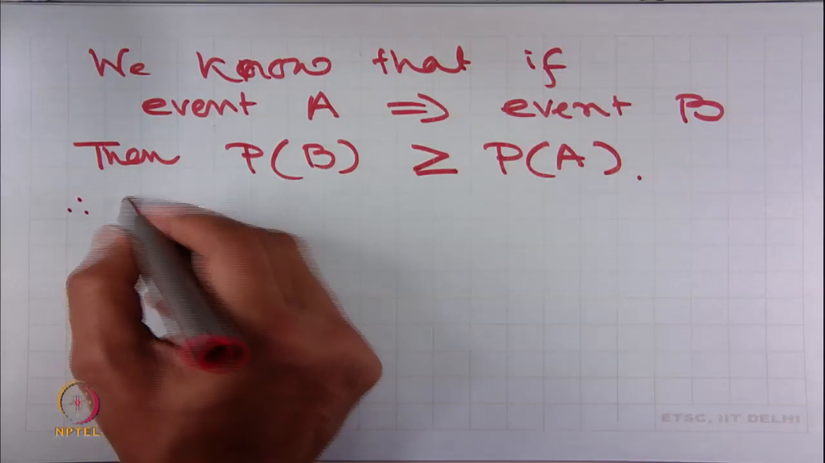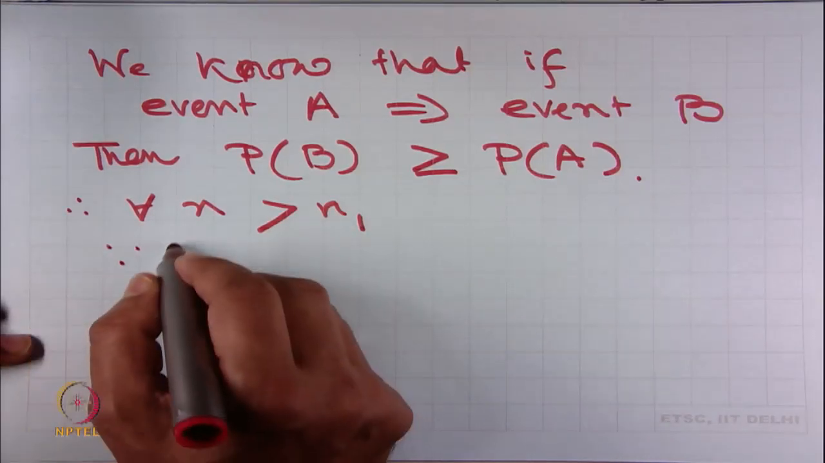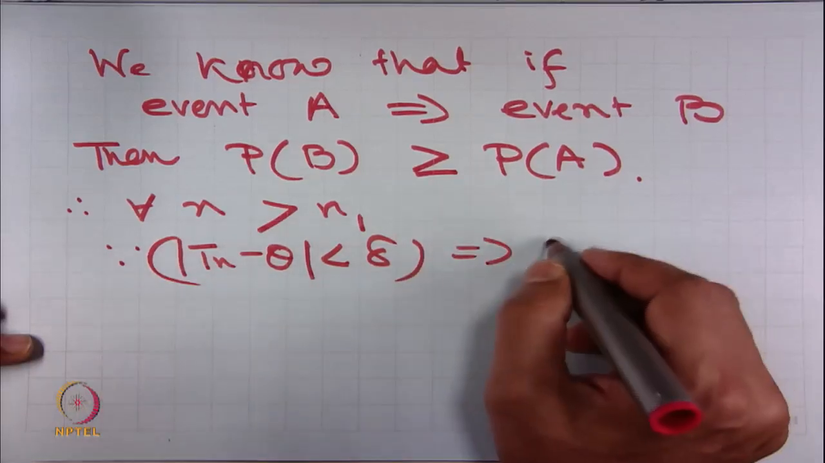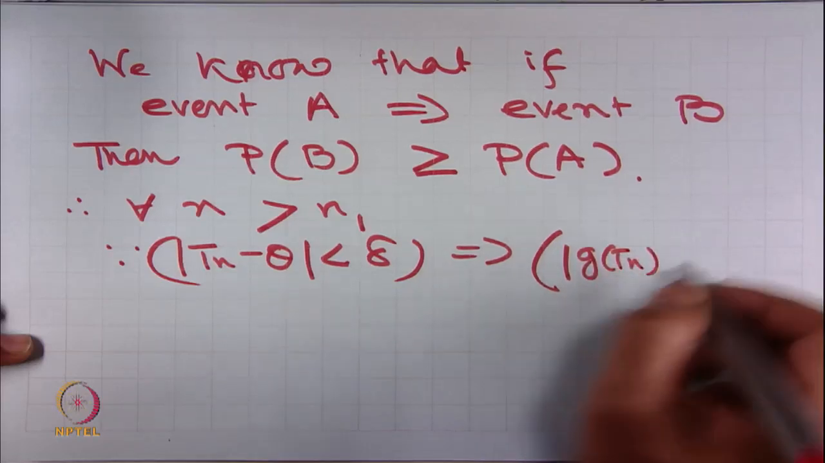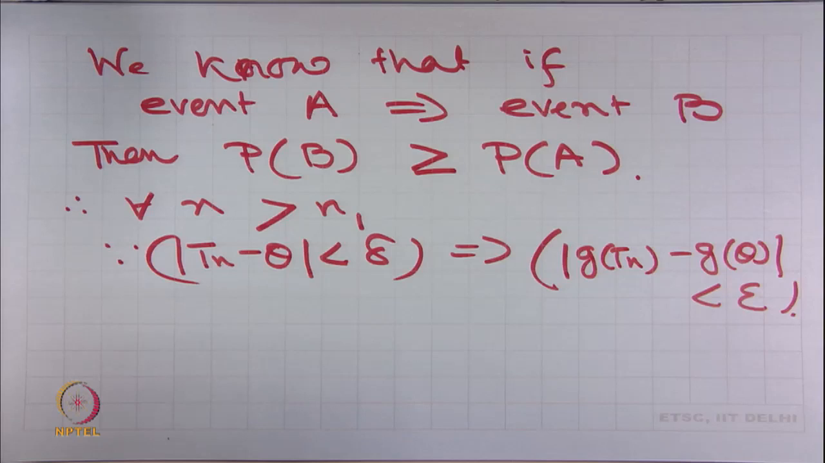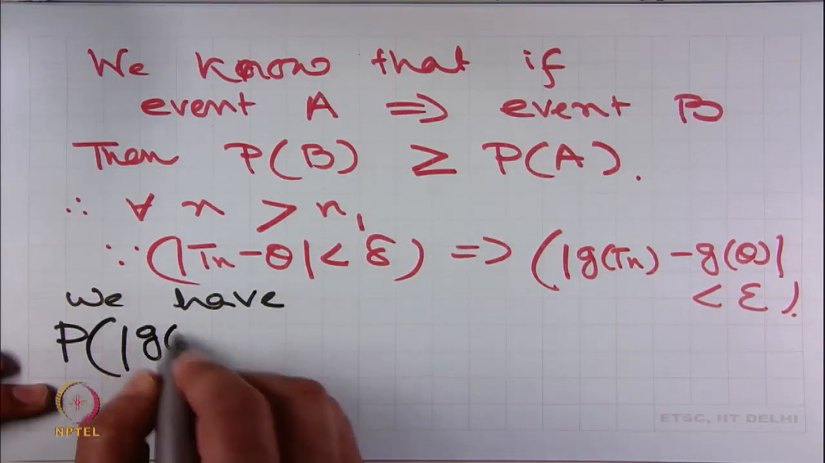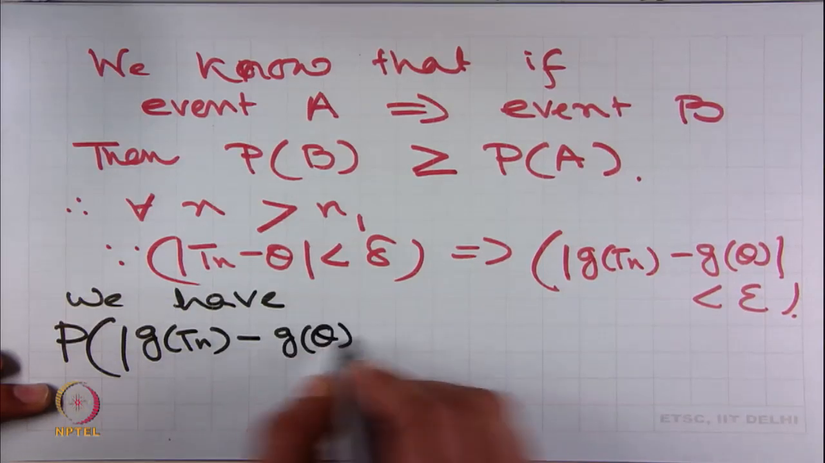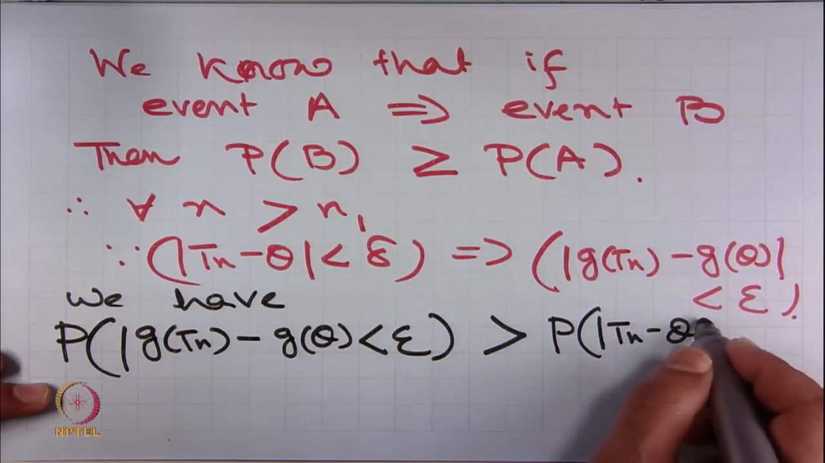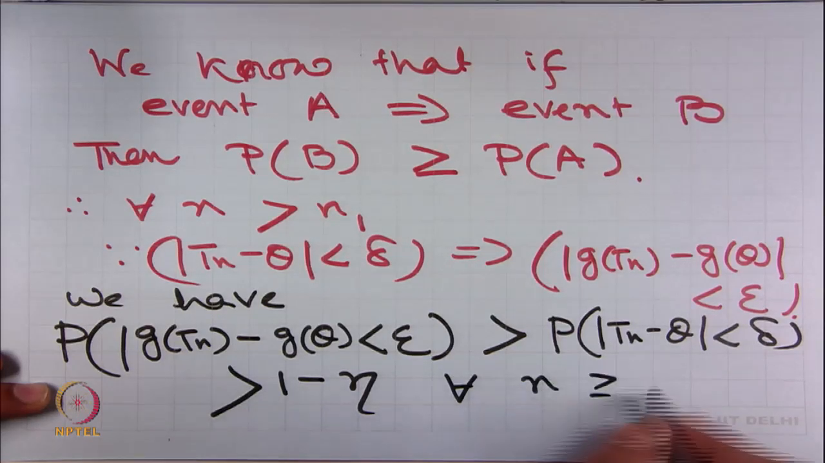Therefore, for all n greater than n1, since modulus of T_n minus theta less than delta implies modulus of g(T_n) minus g(theta) less than epsilon, we have probability modulus of g(T_n) minus g(theta) less than epsilon is greater than or equal to probability modulus of T_n minus theta less than delta, which is greater than 1 minus eta for all n greater than or equal to n1.